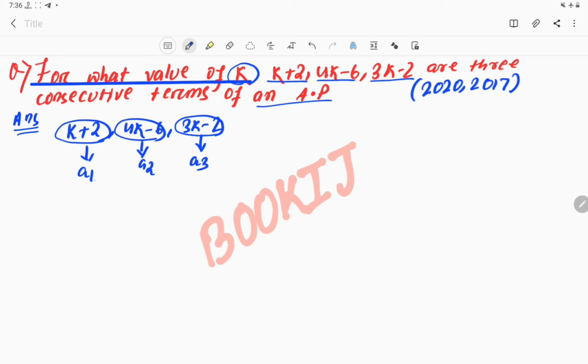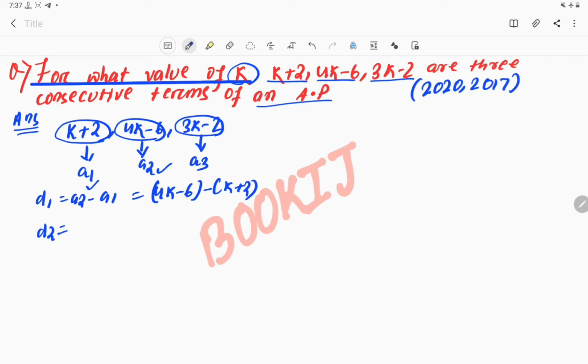So here between the first term and second term we can find D1. What is D1? D1 stands for the first difference, that is A2 minus A1, and the value of A2 minus A1 can be written as A2, which is 4k minus 6, minus A1, which is k plus 2, and whatever we get will be the value of D1.